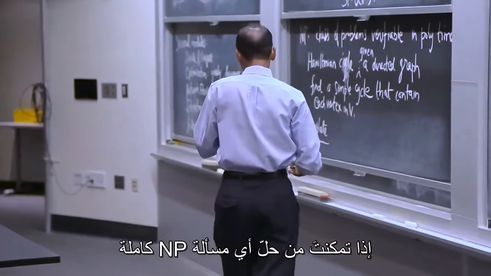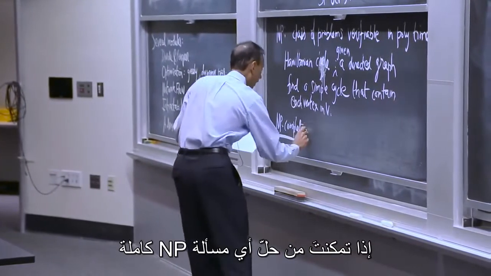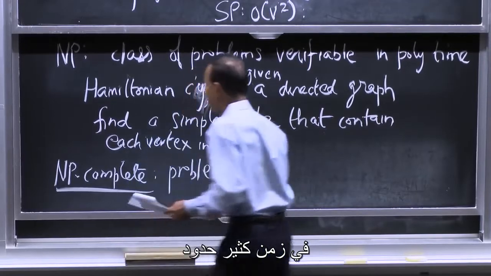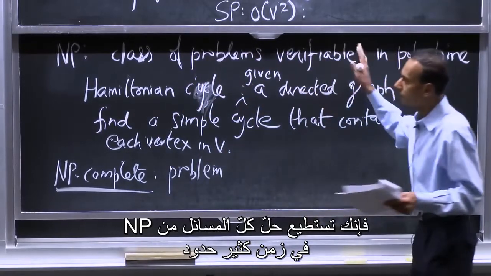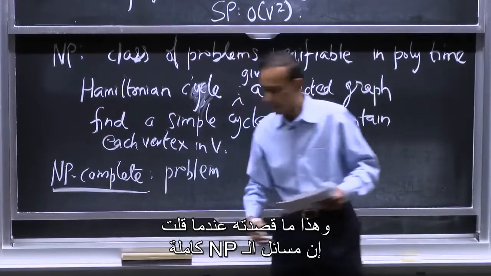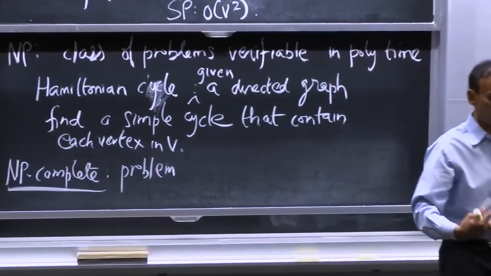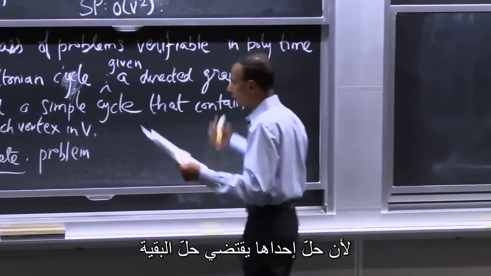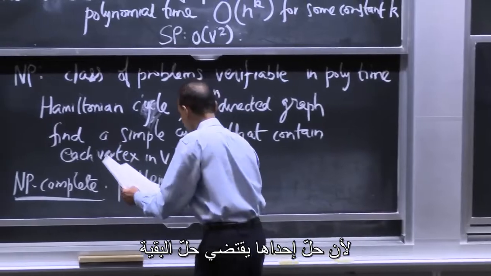If you can solve any NP complete problem in polynomial time, you can solve all problems in NP in polynomial time. So that's what I meant by saying that NP-complete problems are, in some sense, the hardest problems in NP, because solving one of them gives you everything.